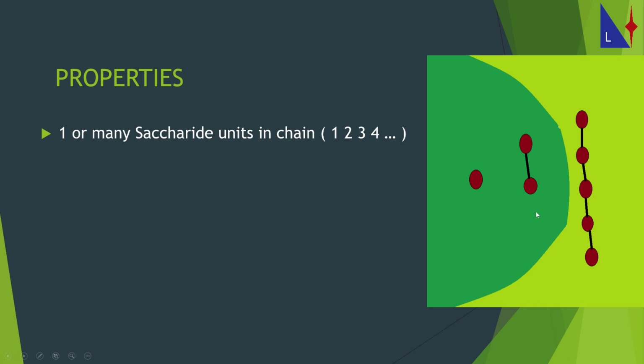So if we join many such sugar units in a chain, it will form a polysaccharide or oligosaccharide. This is also a carbohydrate. So depending on that, we can call it monosaccharide, disaccharide, trisaccharide or tetrasaccharide. Trisaccharide means 3 sugar units, tetrasaccharide means 4 sugar units, poly means many sugar units.